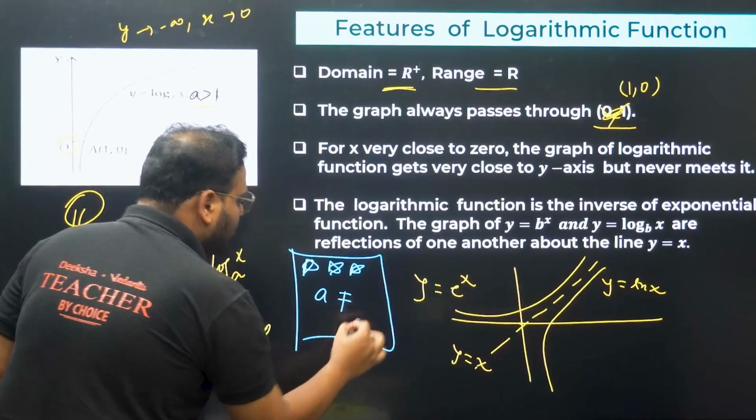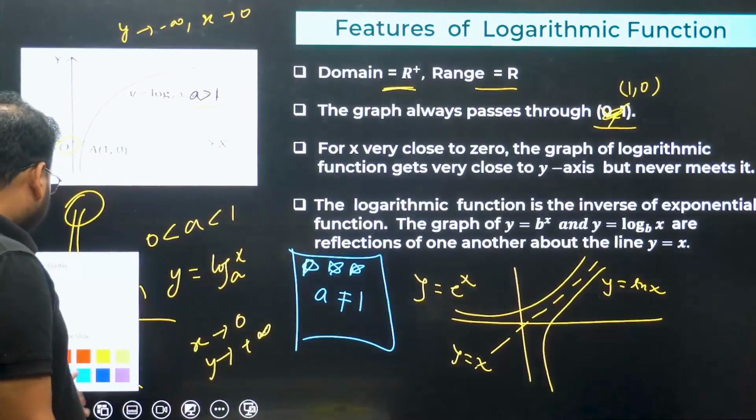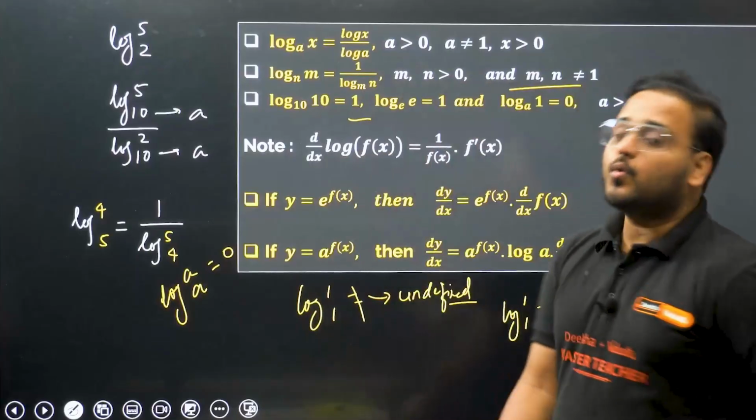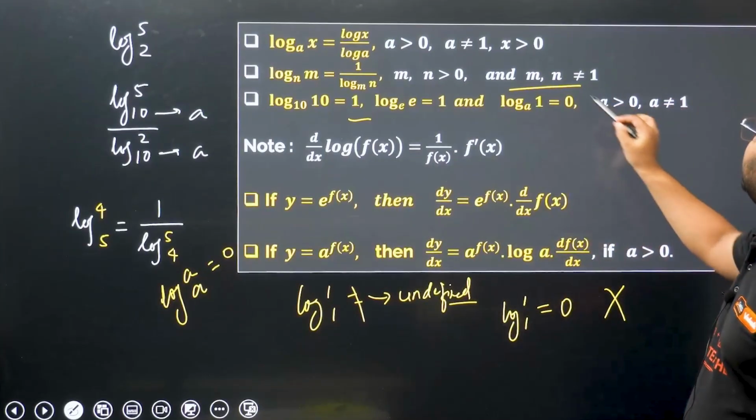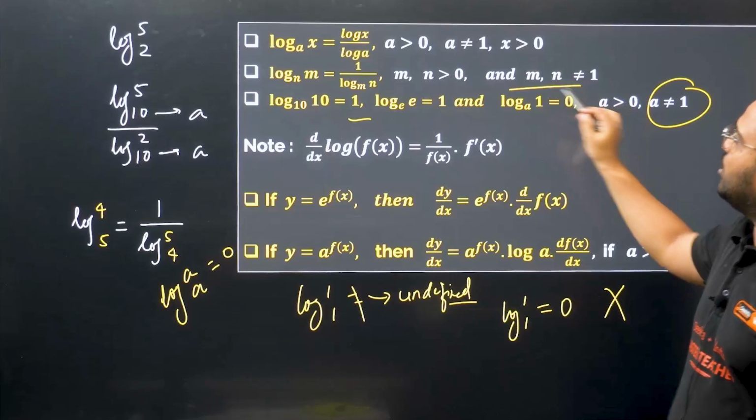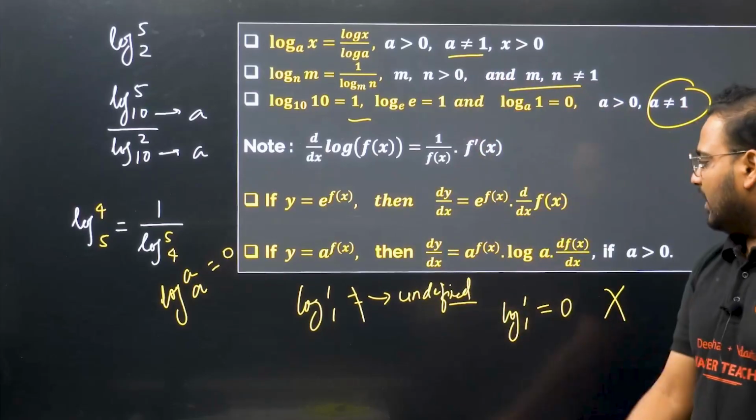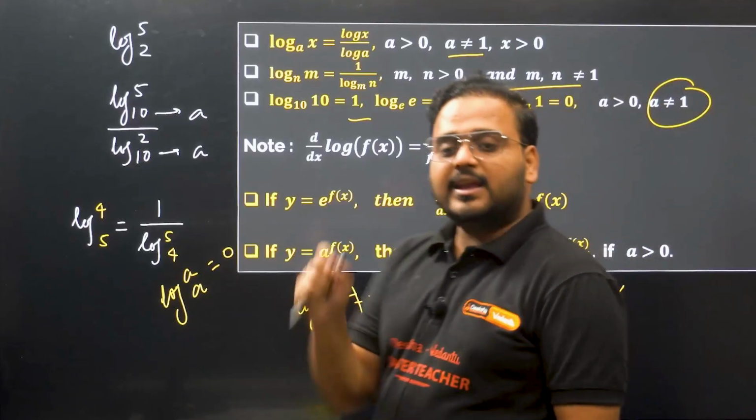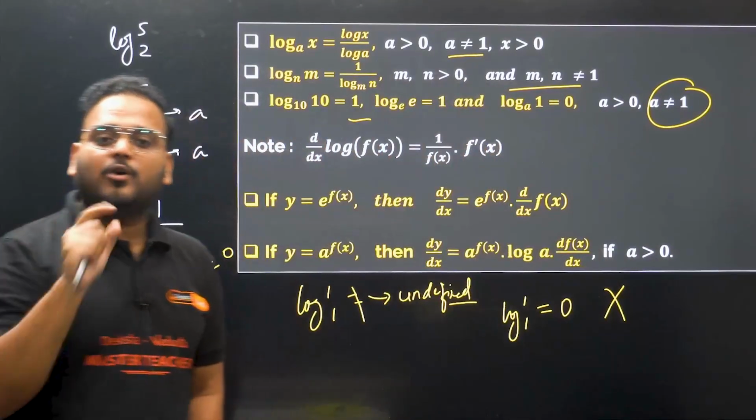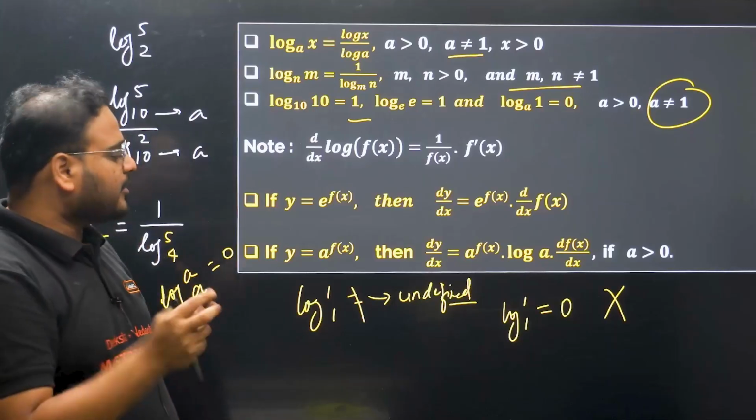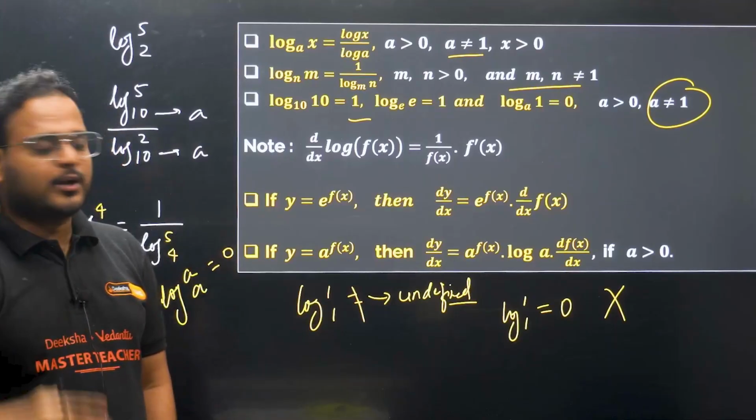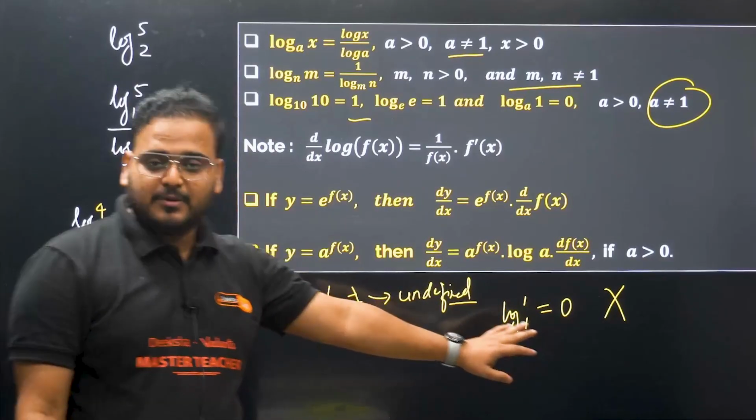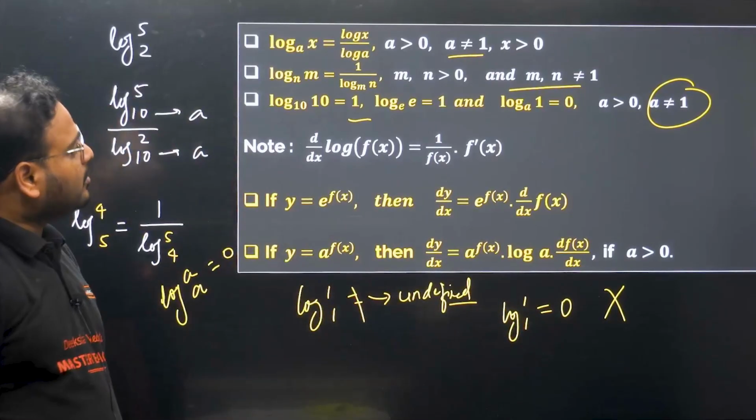A can never be equal to 1. The base of the log can never be equal to 1. See, they've always mentioned over here a not equal to 1, n not equal to 1. So the base can never be equal to 1. That's why if they are saying log 1 to base 1 is equal to 0, it is not possible. In an MCQ they can ask you to pick the wrong one or pick the right one, choose the correct or incorrect option. This is always incorrect, not defined. Very much clear? Okay. So one more thing I want to tell you before I move on.